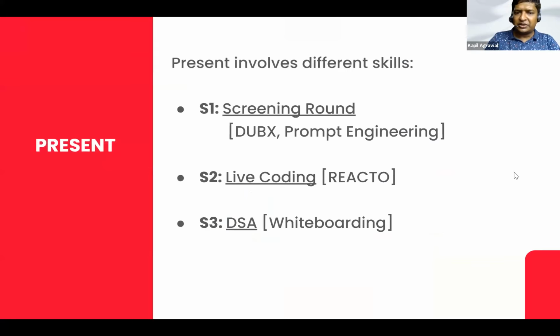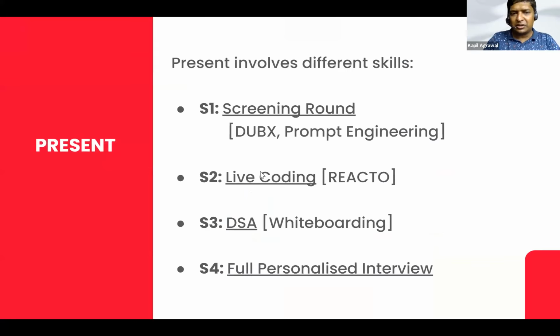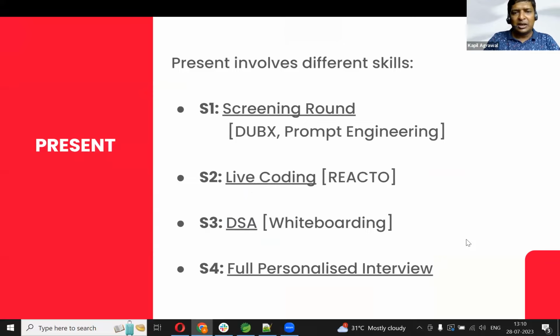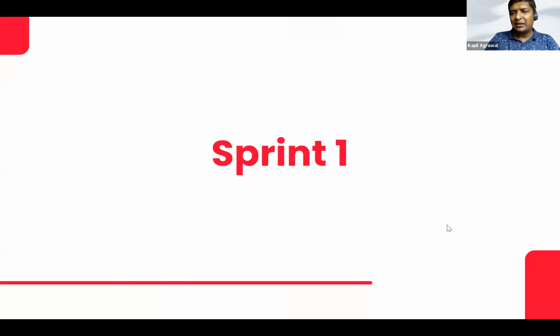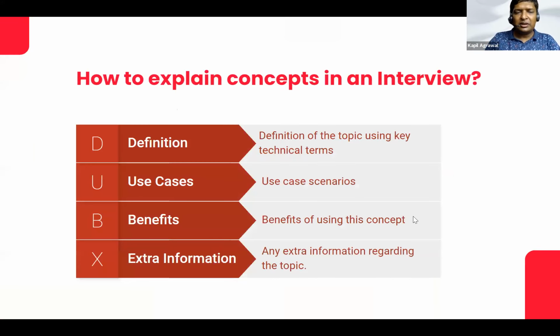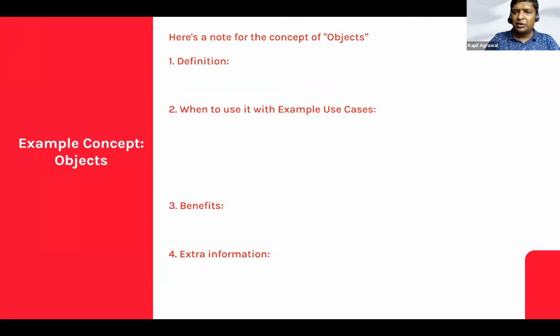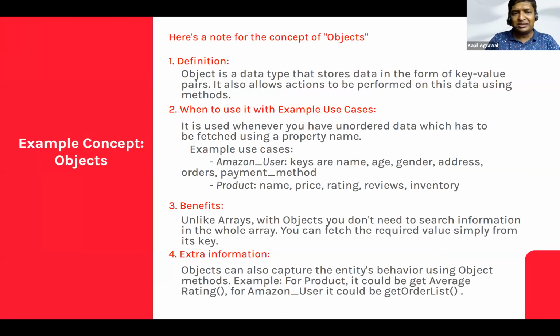Then everyone, into the presentation. For the theoretical questions, there is the debugs format available. And for the coding, there is the reactor framework available. For the DSA, you should go for the whiteboard. Unnecessarily, I am not going to waste so much of your time practicing this. Then definitely in sprint one, it is all about the debugs method. What is the definition, use case, benefits, and extra information. You all are already familiar with these things.